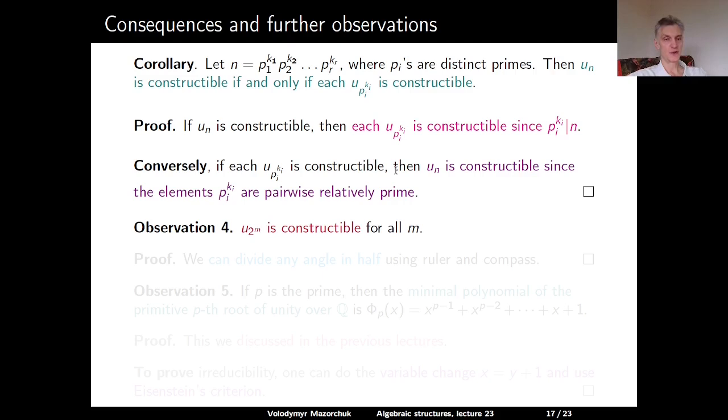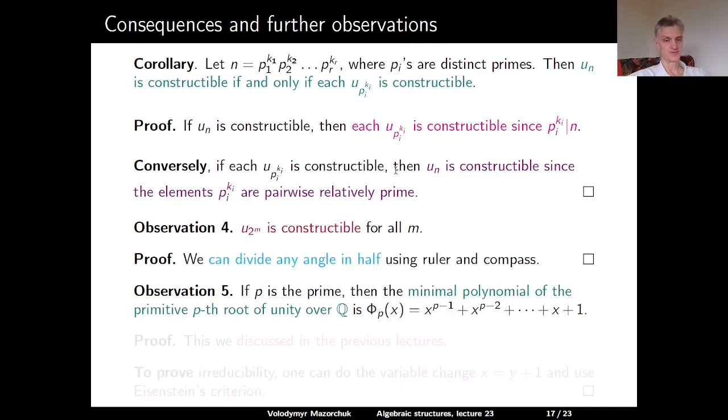And observation 4, u with the index 2 to the power m is constructible for all m. That's clear because we can always divide an angle in half using ruler and compass. So dividing an angle by 2 is no problem using ruler and compass.